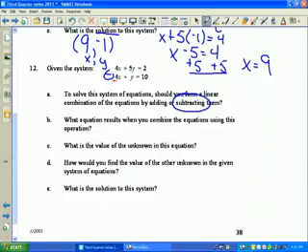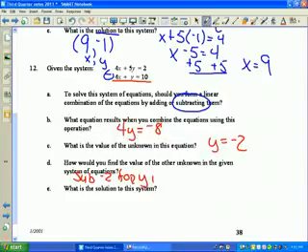Let me change colors here. So when I subtract them, what do I get? My x's are going to cancel out. Then I have 4y equals a negative 8. So part C says, what is the value of the unknown in this equation? My unknown is y, so my value is a negative 2 because I divide both sides by a positive 4. And how would I find the value of the other unknown in the given system? We're going to sub or plug my negative 2 for y in either equation.